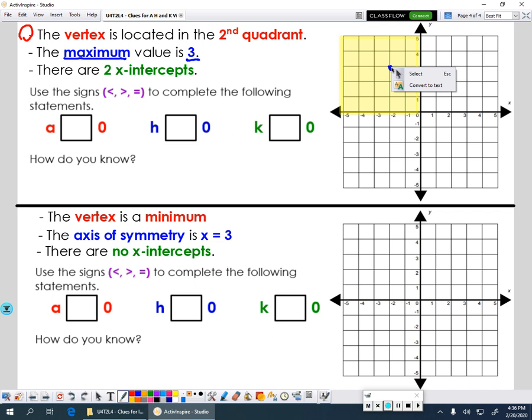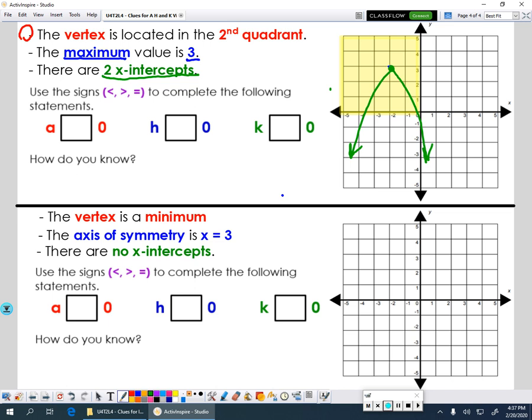And then finally, the last clue says there are 2 x-intercepts. So what we're going to do is draw a parabola. It doesn't tell me about how it's stretched or compressed or anything like that. We're just drawing a sketch. So we've got our vertex in the second quadrant. This is my maximum value of 3, and we have 2 x-intercepts.